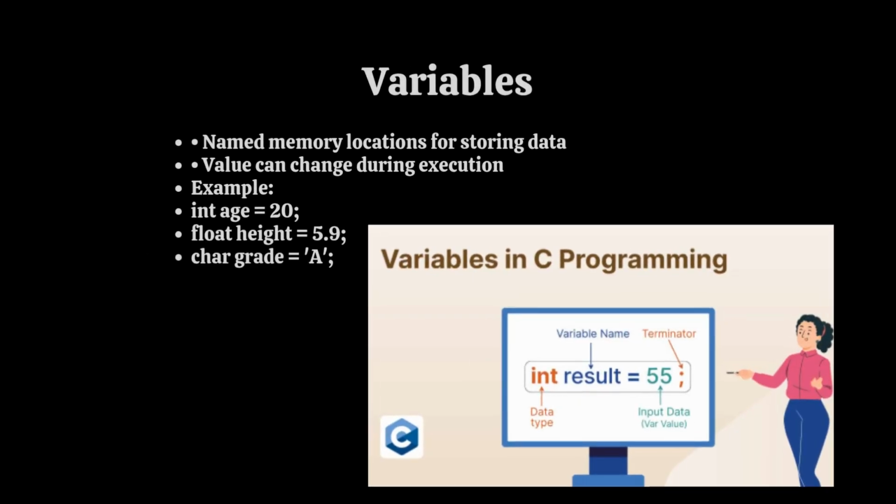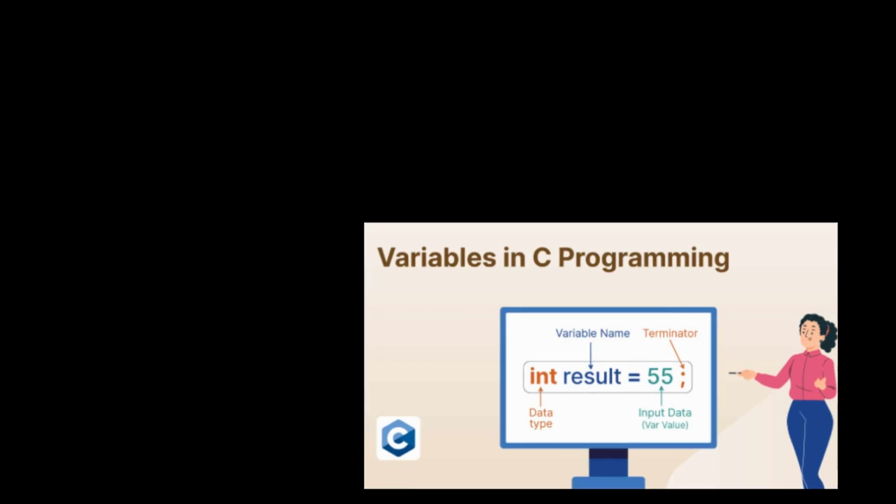Variables. Variables are used to store data. For example, int age = 20. Age stores the integer value 20. float height = 5.9. Height stores 5.9. char grade = 'A'. Grade stores the letter A.